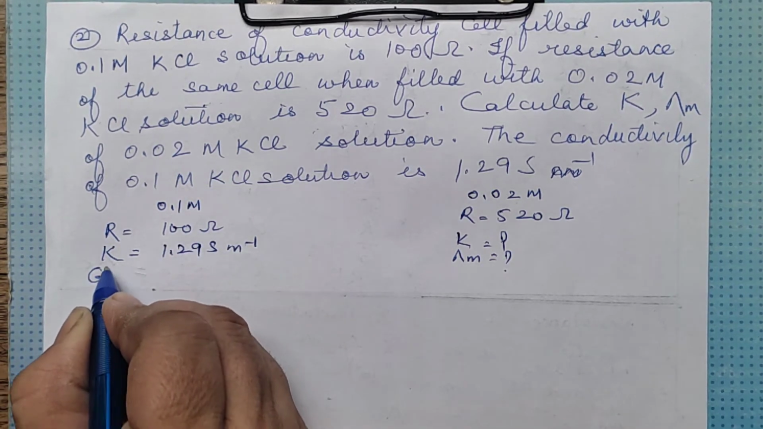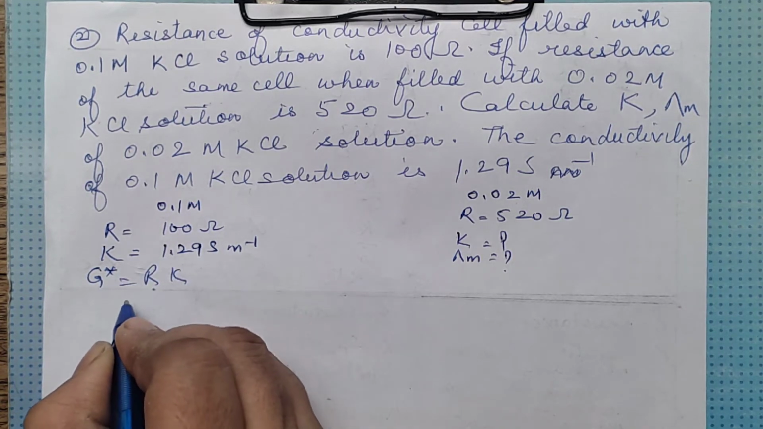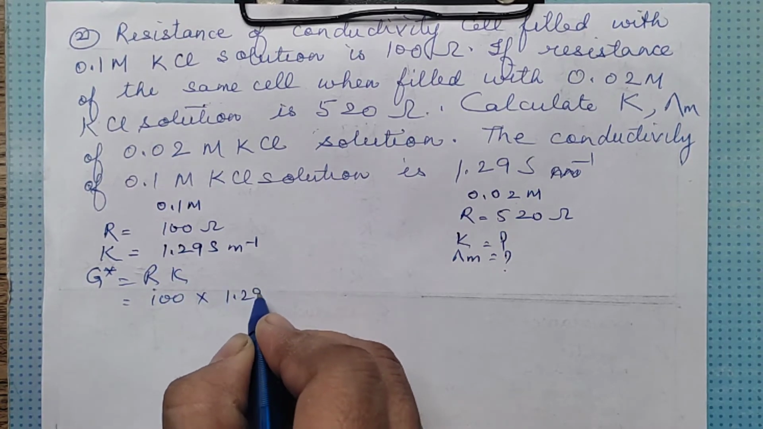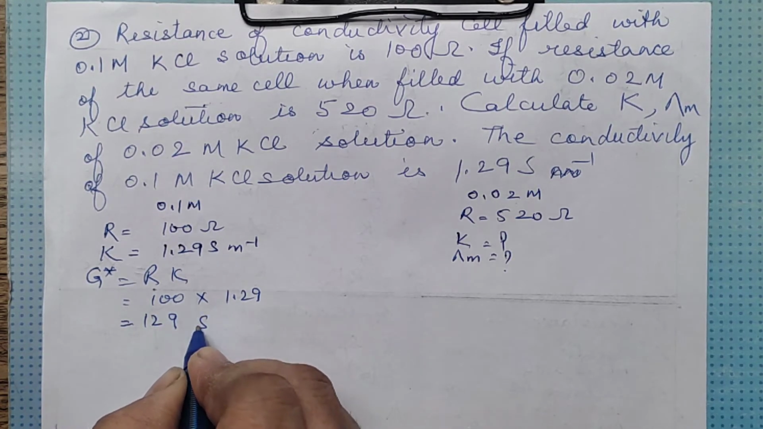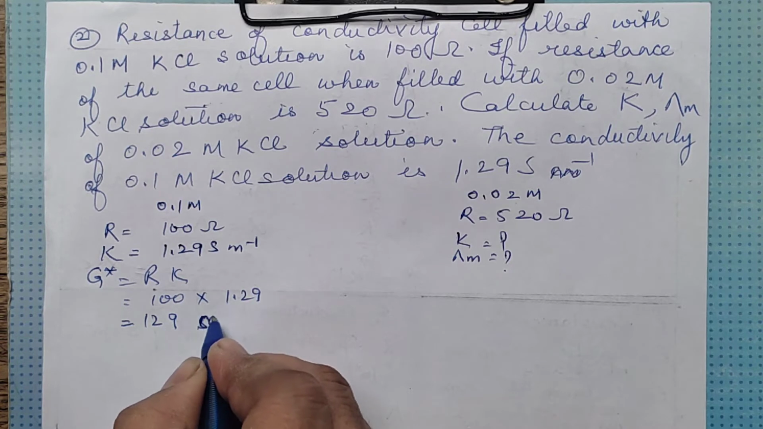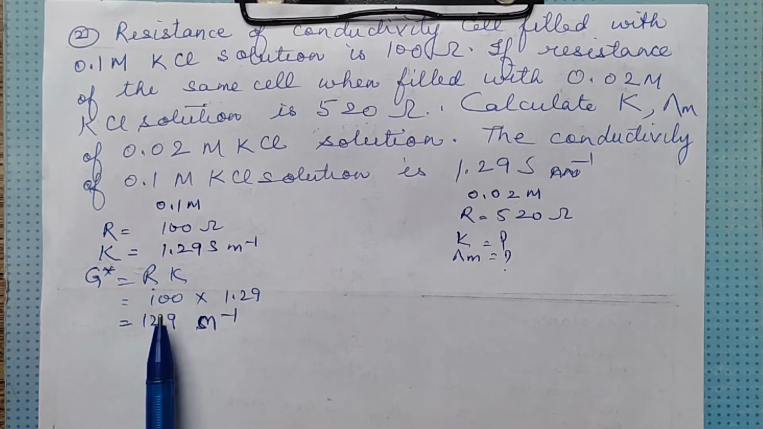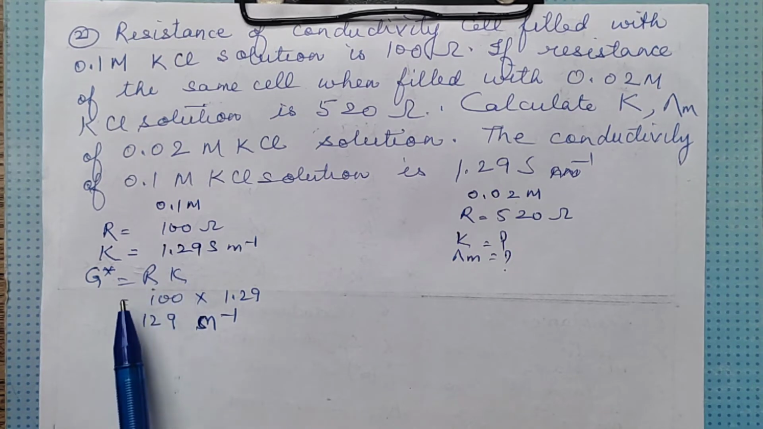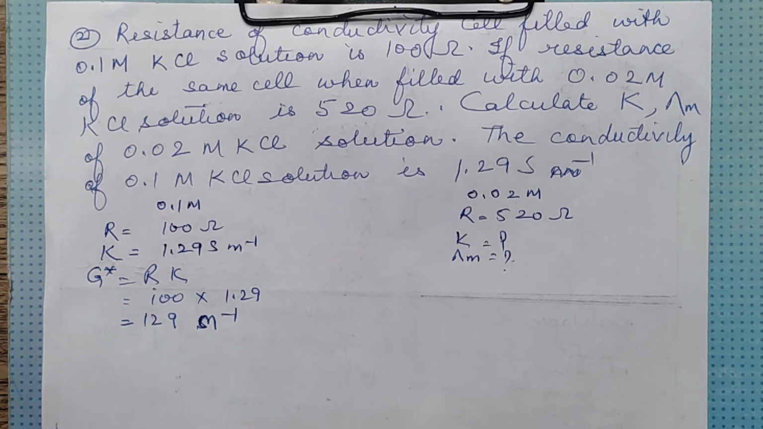First you solve for the cell constant. The cell constant is equal to R into kappa. R was given as 100 ohms for the first one, so you note down the data given. When you solve it, you get 129 per meter. The cell constant is known now. It remains the same whether the cell is filled with the first solution or the second solution, so we can use the same cell constant value here.